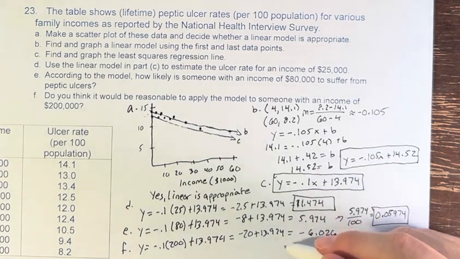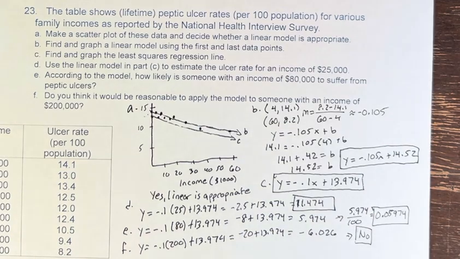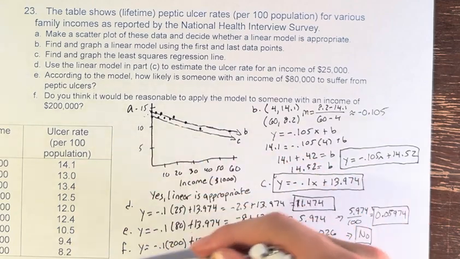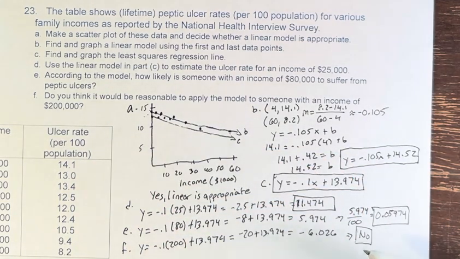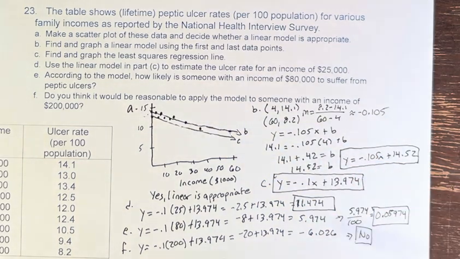You can't have a negative rate, so therefore no, it is not appropriate. There is eventually going to be some leveling off of this ulcer rate because it can't go negative. Therefore, this model is not actually linear past a certain point and it's not applicable.